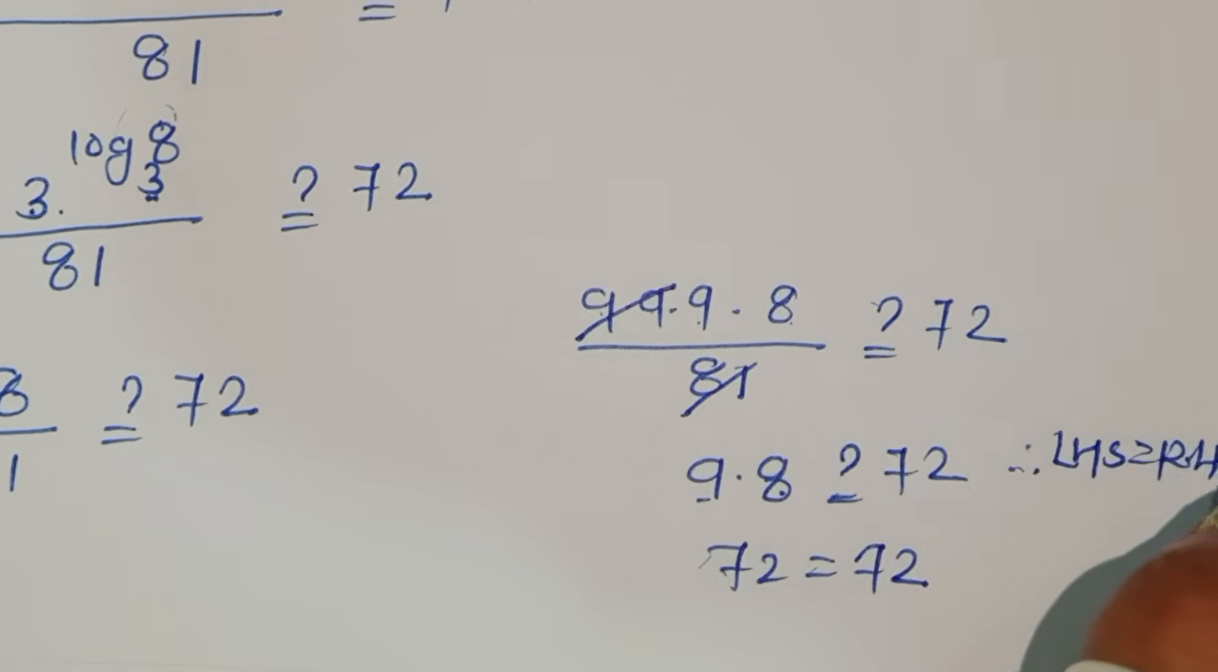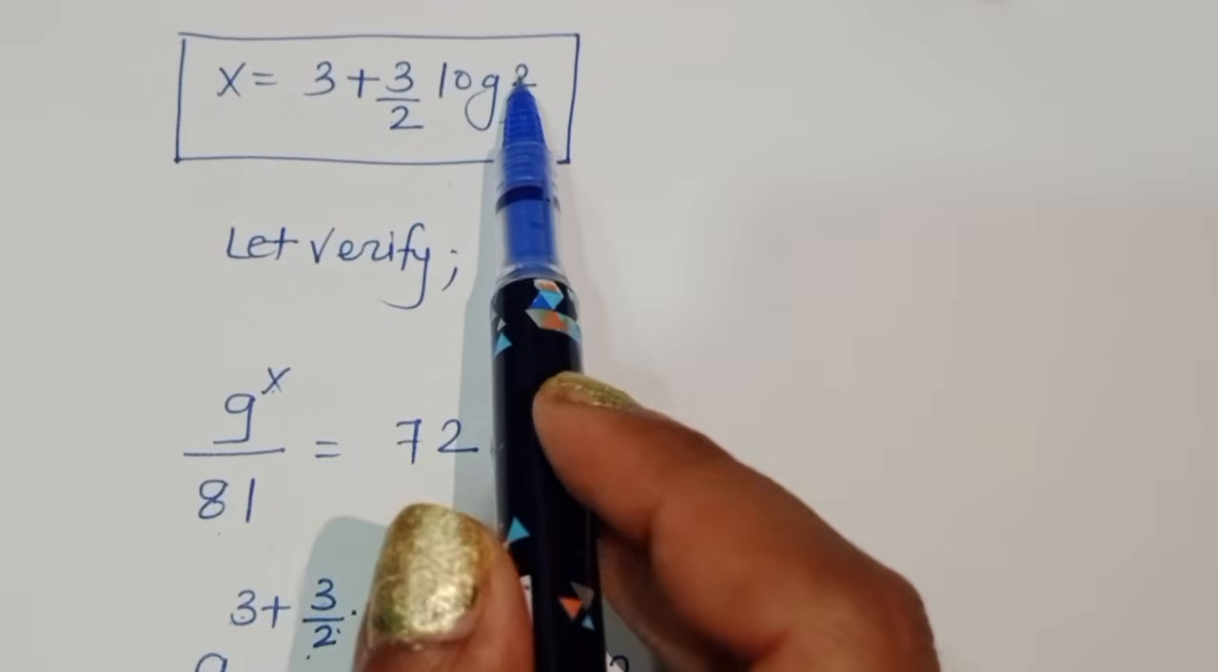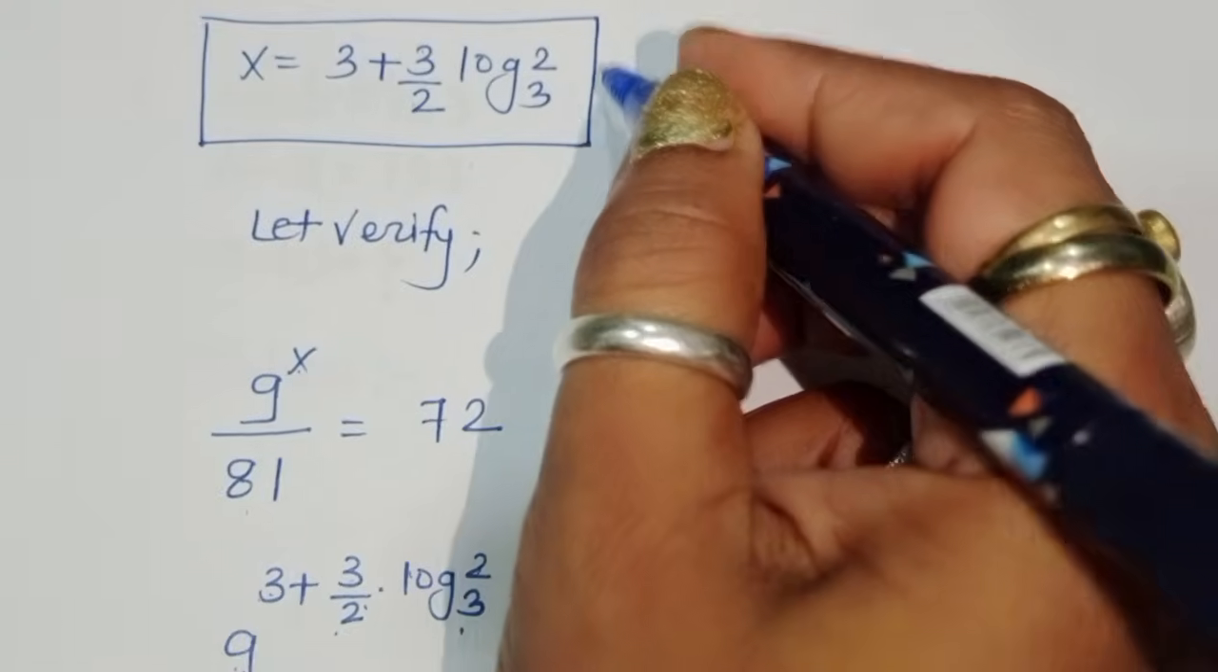So the value of x is equal to 3 plus 3 by 2 log of 2 to the base 3. This is the correct solution for this equation.